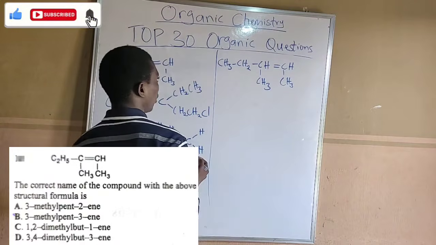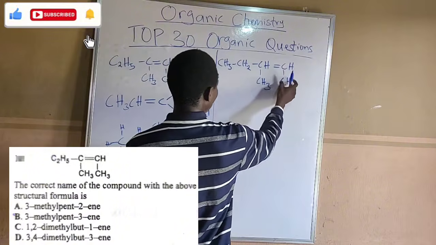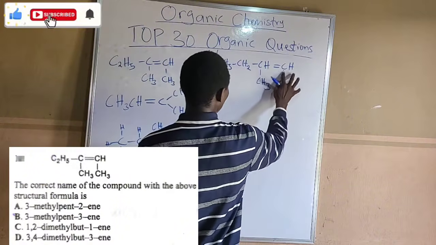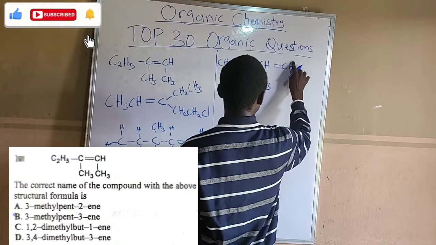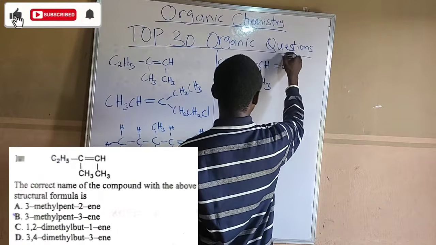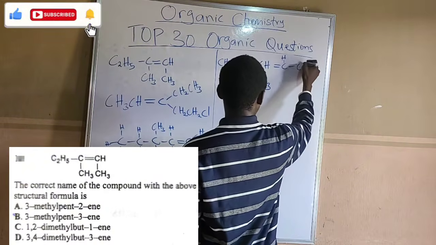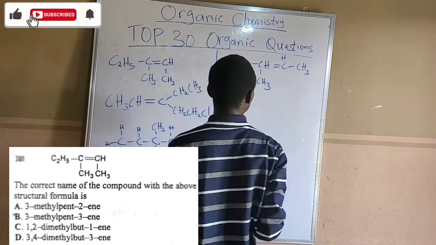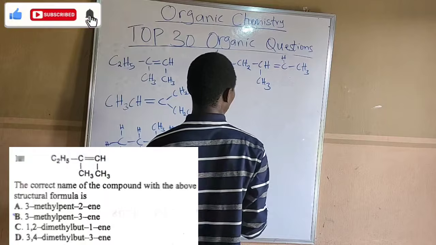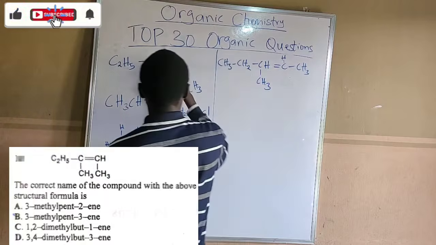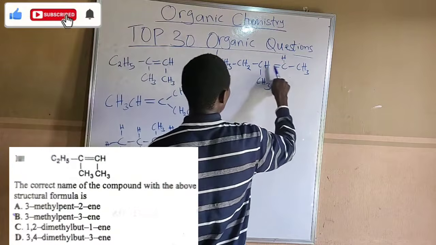first of all, check the longest carbon chain. 1, 2, 3, 4, 5. I can rewrite this as this. I can decide to bring it here, write this and put the hydrogen on top. You know it is CH3, so I can write it like this. It's still the same thing. So don't be confused. That is 1, 2 carbons, 3, 4, 5. 1, 2, 3, 4, 5.